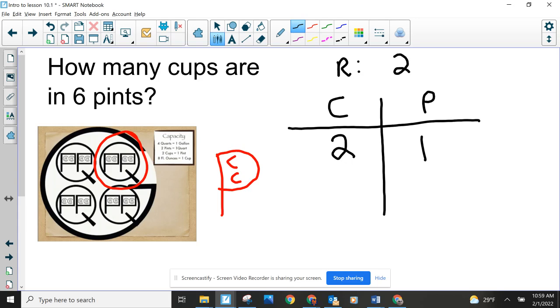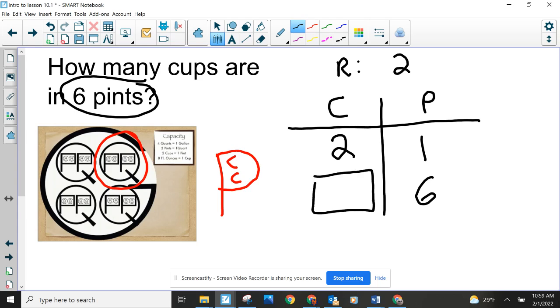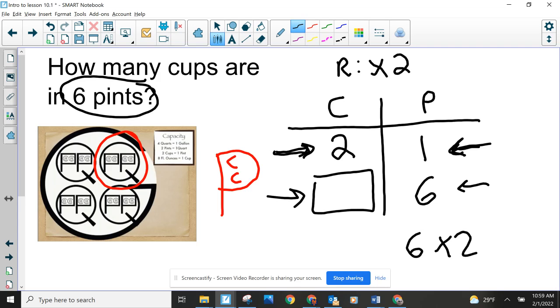That comes next. Finally, I'm going to look back to my problem and see that there are 6 pints that I need to change. They go under our pints, 6, and this is the amount that I need. So again, a multiplication rule or a division rule? Well, I've got to look at my chart, and I know on this side I have, for example, the 1. On this side, I have the 2. So my smaller numbers are on this side. My larger numbers are on this side. And since I want a larger number on this side, I'm going to be multiplying by 2. So the expression I need to evaluate is 6 times 2, which is equal to 12. And therefore, there are 12 cups in 6 pints.